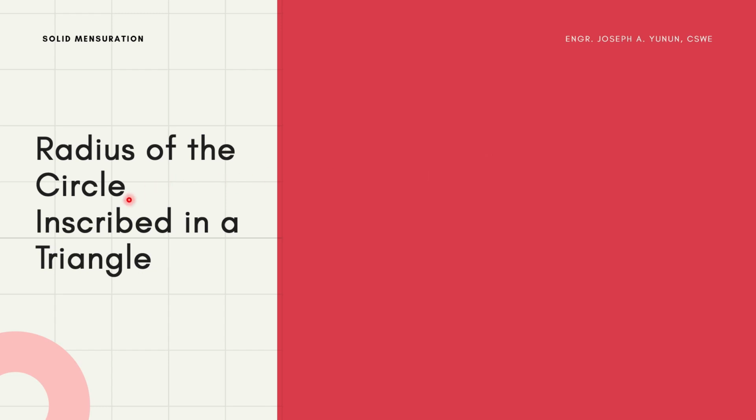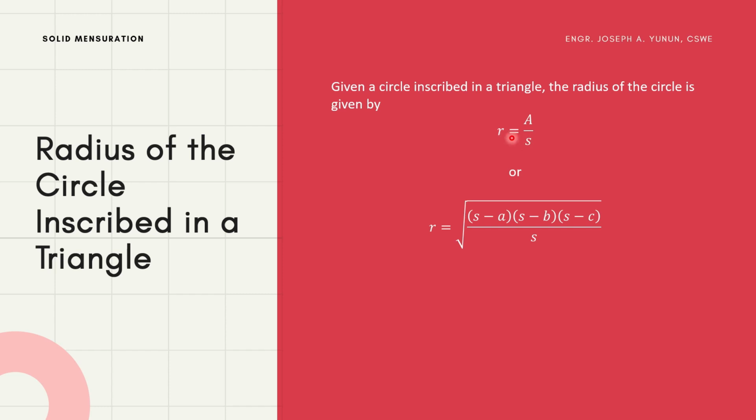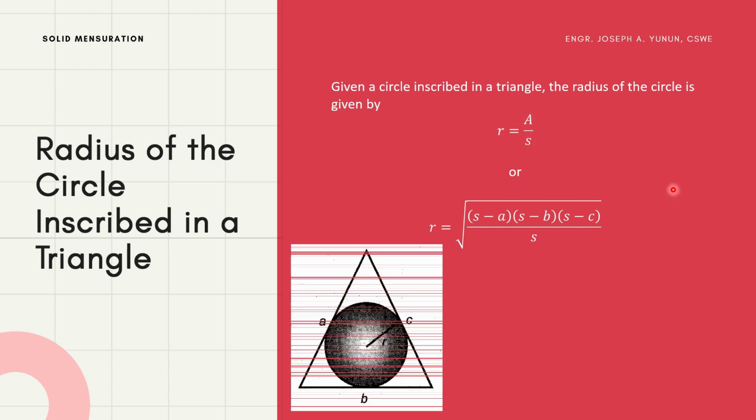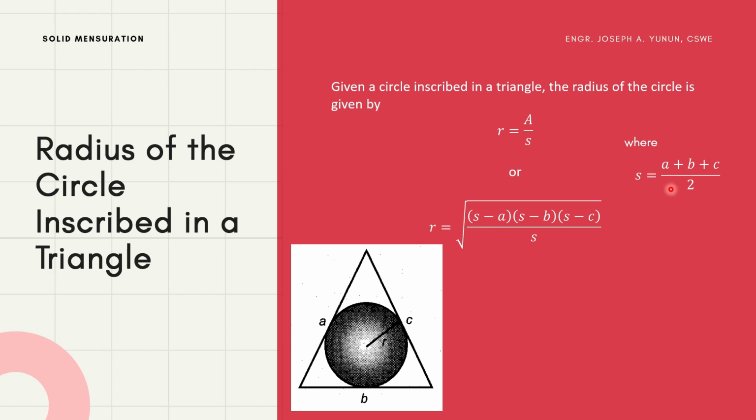And then the radius of the circle inscribed in a triangle. You have this formula, where the radius is equivalent to A, the area of the triangle, over S. Or you can simplify that using this formula. This equation is also similar to the one above. Take note that S is always the semi-perimeter of the triangle. Now the circle is inside, right? So a, b, and c.